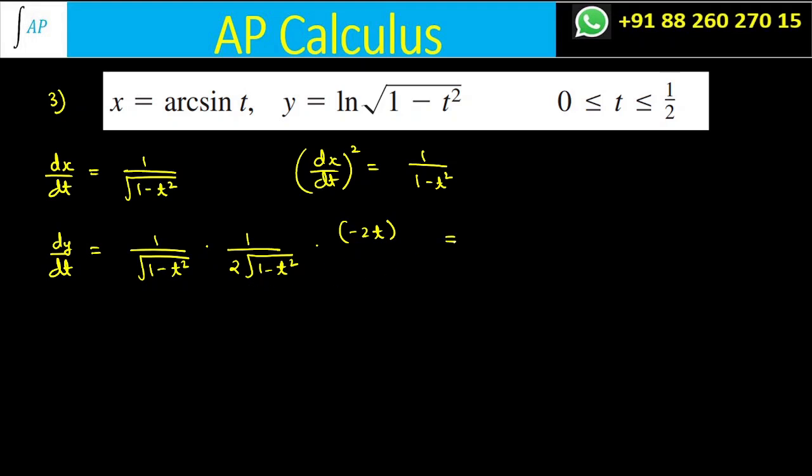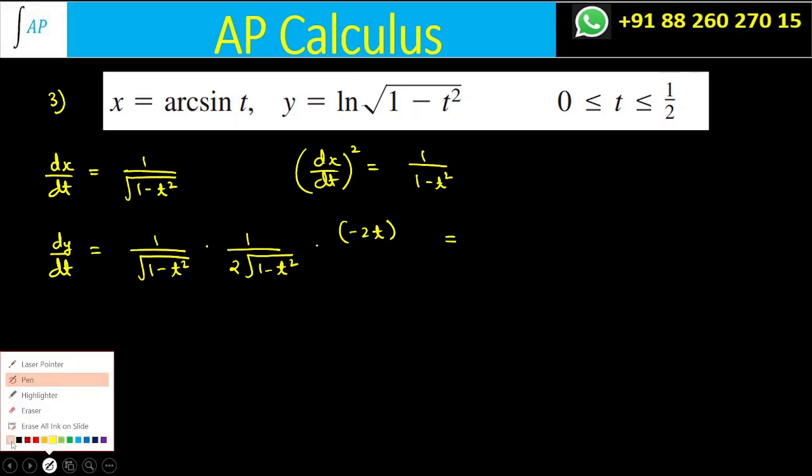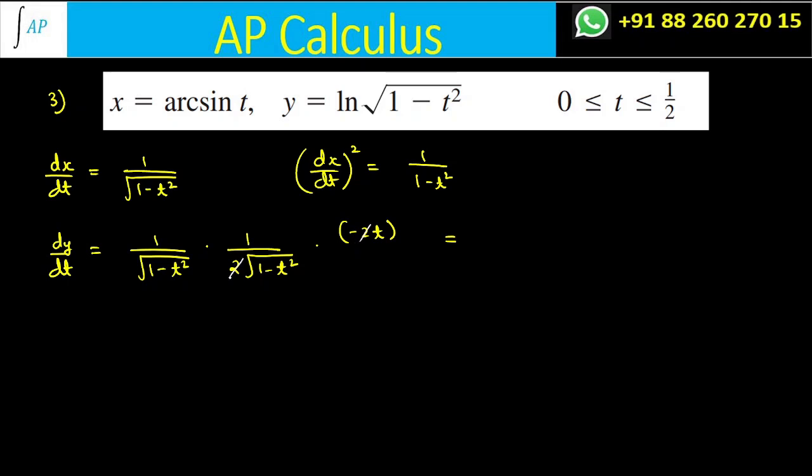Now if you simplify this thing, this 2 and 2 can get cancelled. So it will become negative t over root of 1 minus t square times root of 1 minus t square, that will simply become 1 minus t square. Now let's do dy over dt whole square also. That will become t square over 1 minus t square whole square.